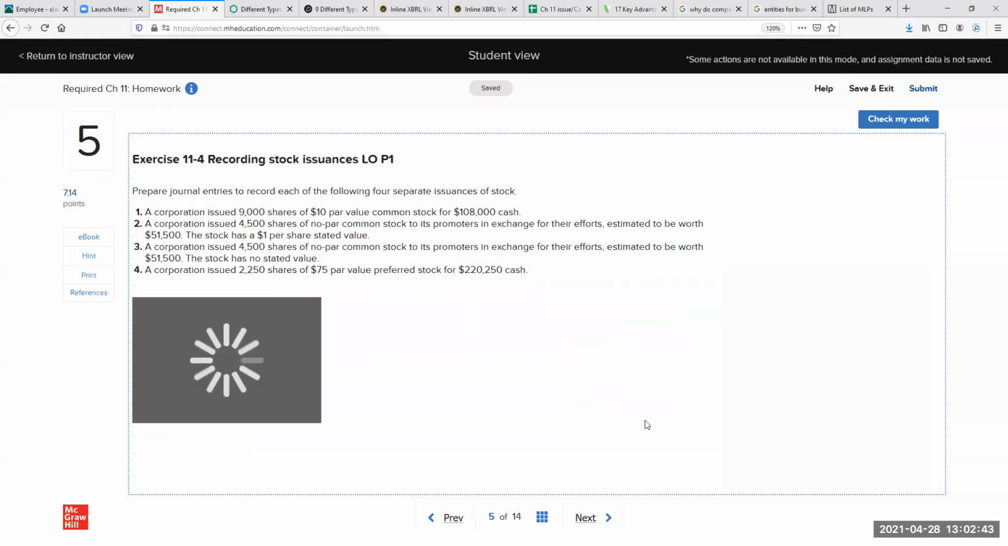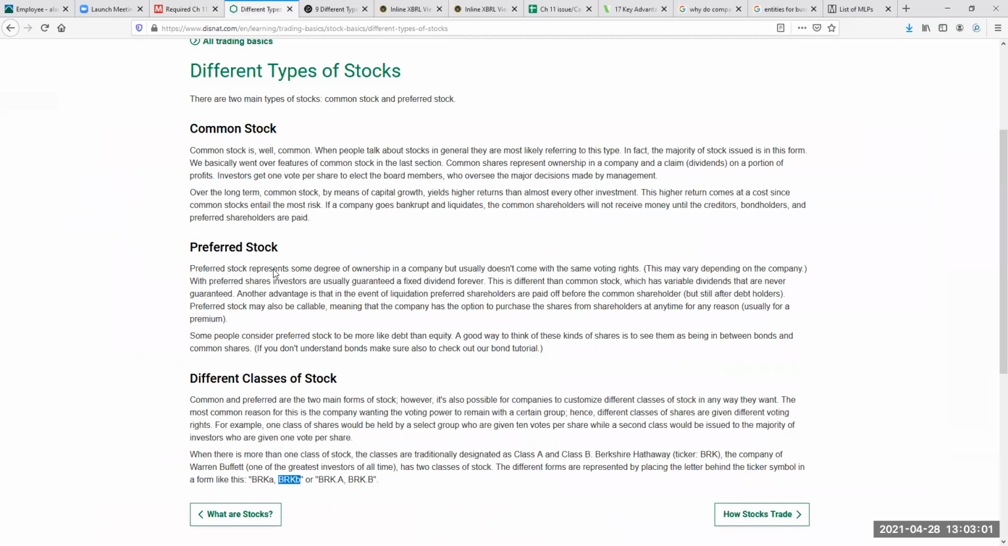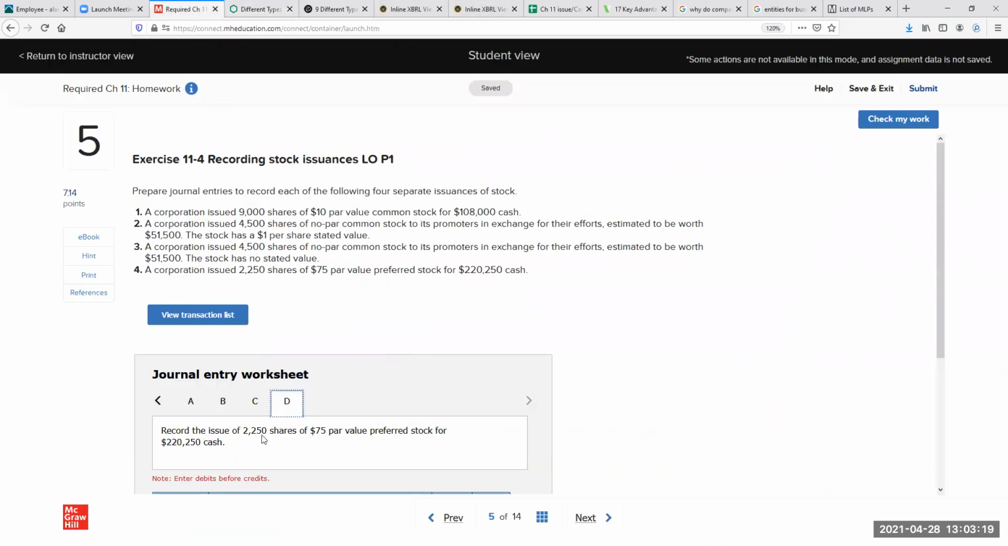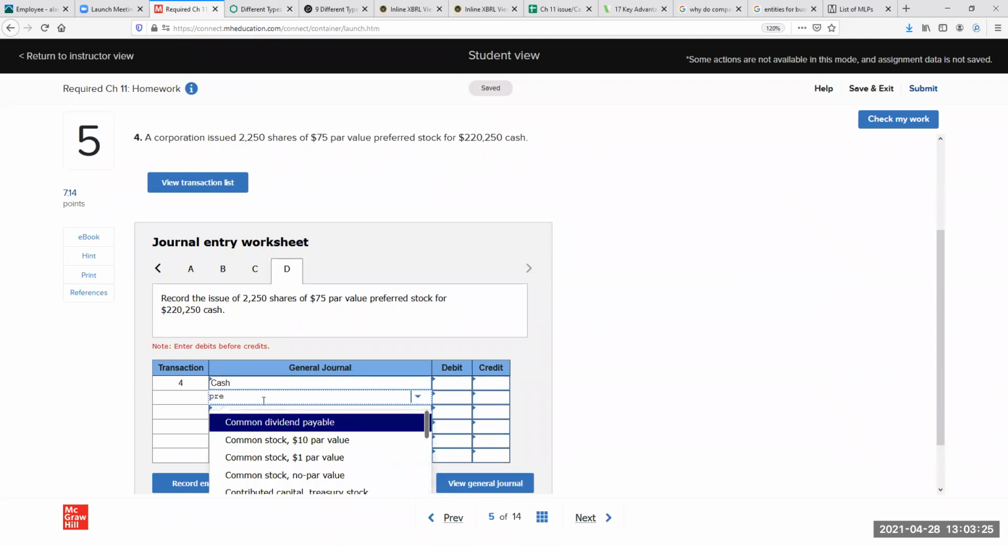All right. What's number 5? Journal entry the 4 separate issues of stock. Y'all should be able to do this now. 9,000 par, 4,000 no par common stock, and here is preferred stock. So number 4 is preferred stock. So this is the other type, remember? Some degree of ownership, but usually doesn't come with voting rights, but it's usually guaranteed a fixed dividend forever. So it pays a dividend. And if in case it did liquidate, the shareholders are paid off before the common. All right. So instead of saying common stock, it'll say preferred stock.